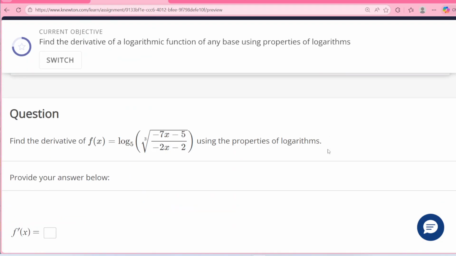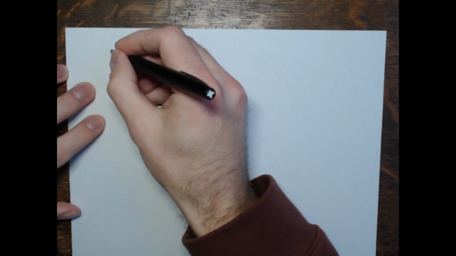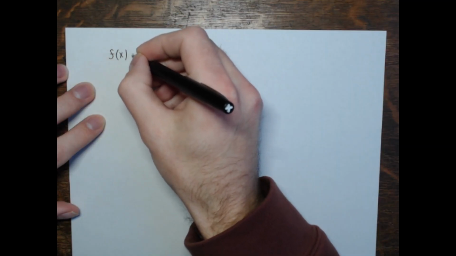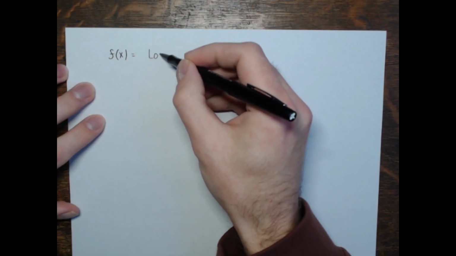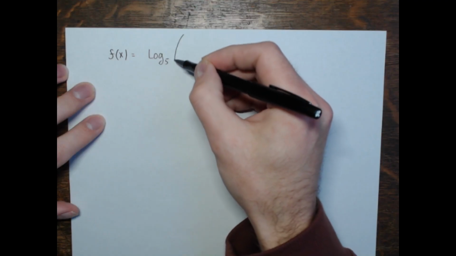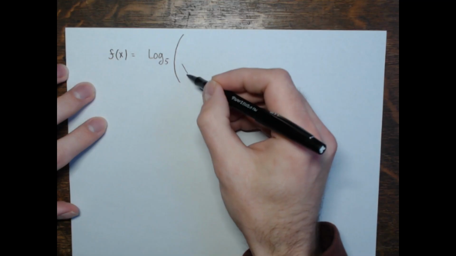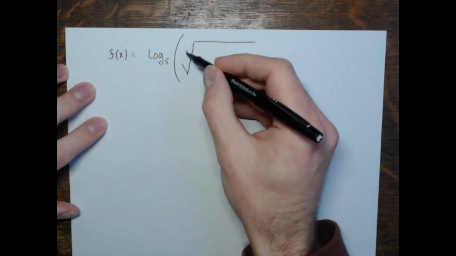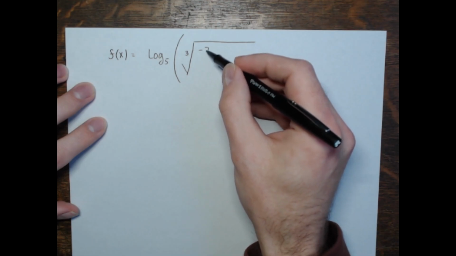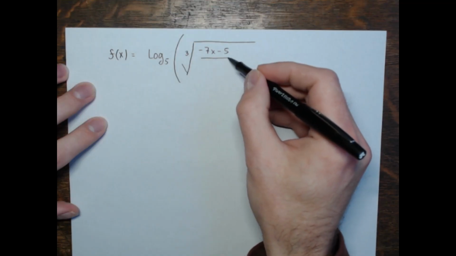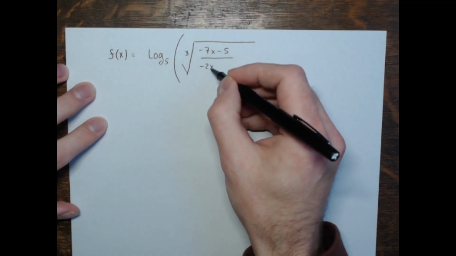So, more properties. But this is log base 5, right? So I'm going to end up with a natural log of 5 as a factor in each denominator of the derivative I write. So once again, here's how the initial thing looks. It's the log base 5 of a big cube root, and then a fraction inside that, negative 7x minus 5, divided by negative 2x minus 2.